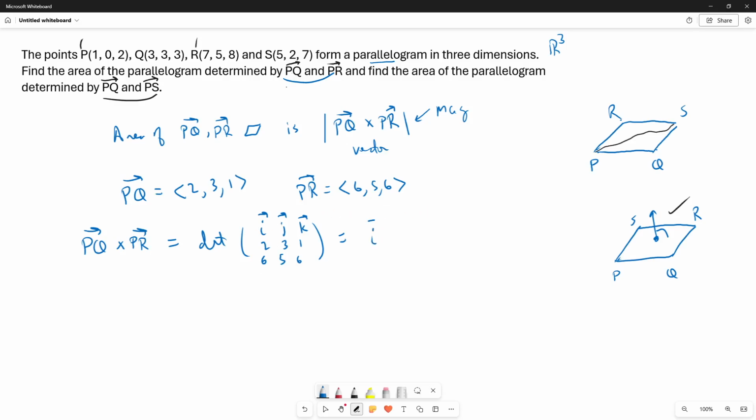It's going to be I times the determinant of this 2 by 2 here, which is 18 minus 5, so that's 13, and then minus j times the determinant of, take away the j row and the j column, you're left with 2, 1, 6, 6. So 2 times 6 minus 1 times 6 is 6. And then plus k times, remove the k row and k column, and you get this little 2 by 2 here. 10 minus 18 is negative 8.